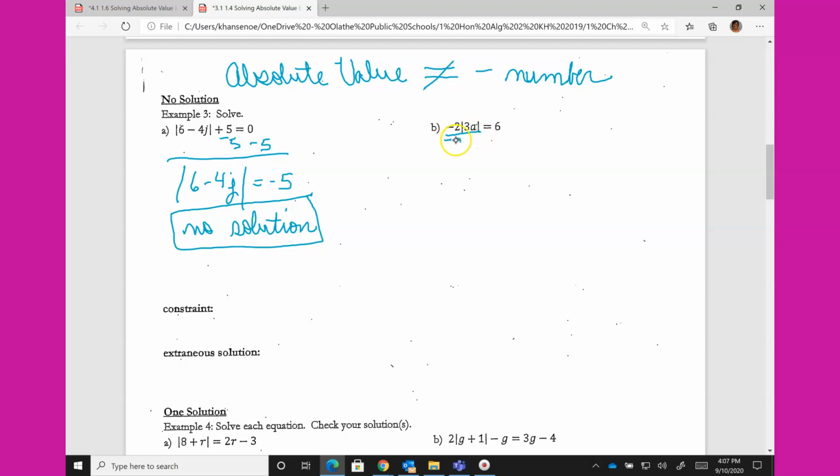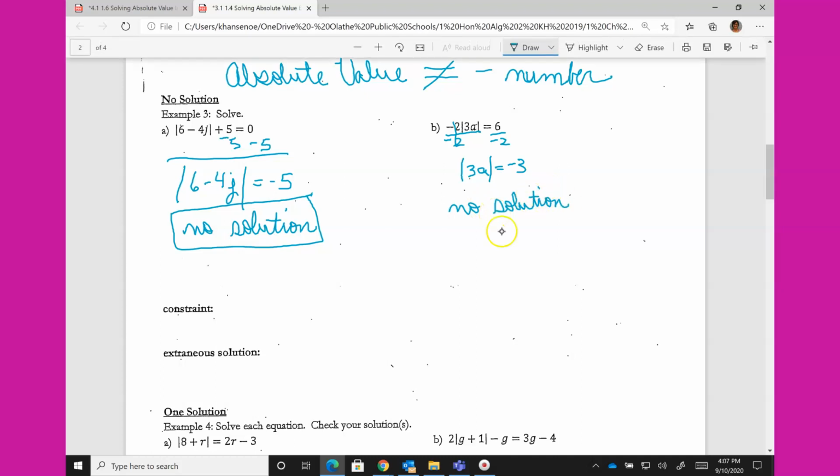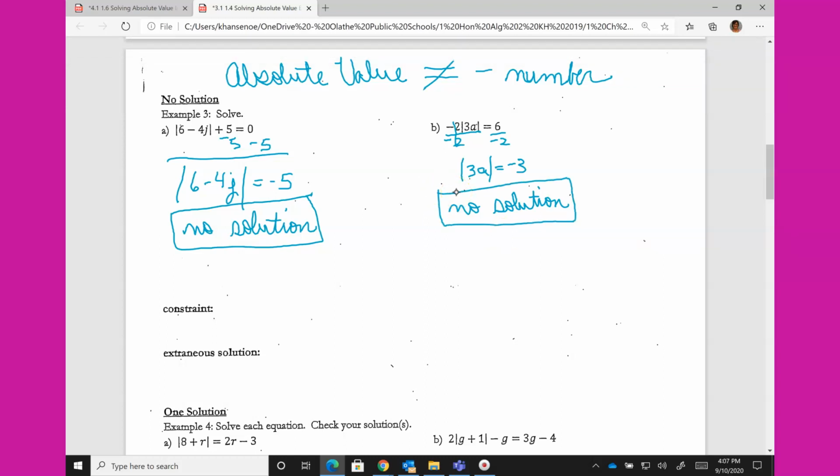Okay, on the next one, you're like, oh yeah, we can work that one. So if I divide by a negative 2, that cancels, but now I have absolute value of 3a equals negative 3. Can an absolute value equal a negative number? No, so no solution. So just be careful on those, that if you're adding, subtracting, multiplying, or dividing a number, causing it to be negative once it gets by itself.